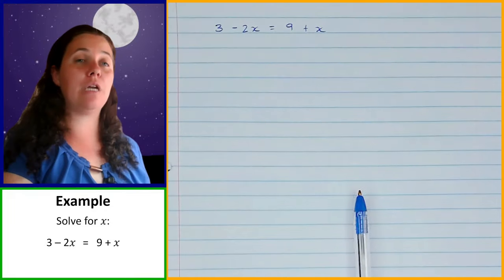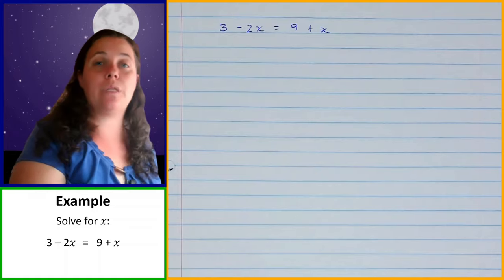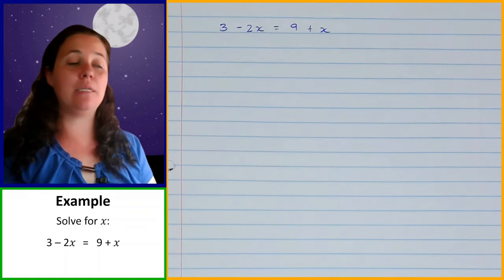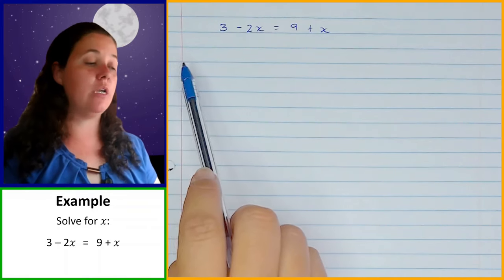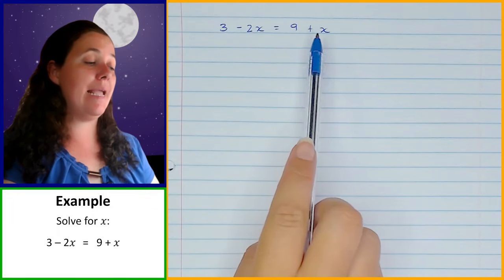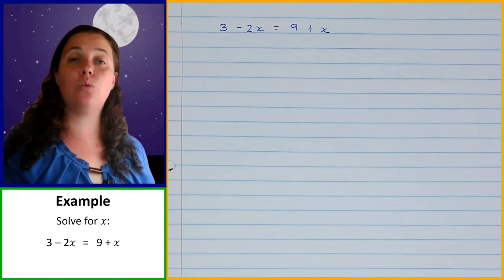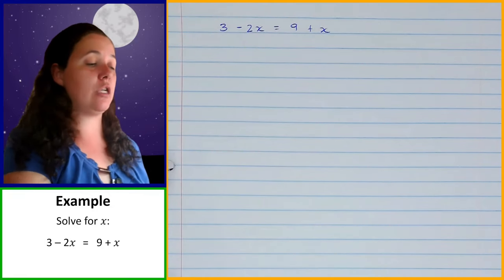So what I need to do now is get rid of any x's that are on the side I don't want them to be on. I need to get rid of any numbers that are on the side that I don't want them to be on. So I'm going to start off by getting rid of my x on this side, and then remember, anytime we do something to the one side, we have to do the same thing to the other.